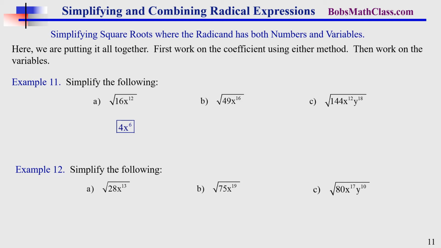How about the next one? Square root of 49, that's 7. And then 2 goes into 16 8 times. Part C, square root of 144. Right, that's 12. And then 2 goes into 12 6 times. 2 goes into 18 9 times.